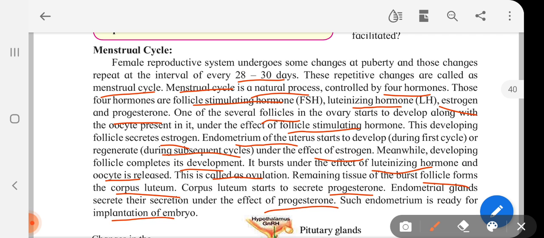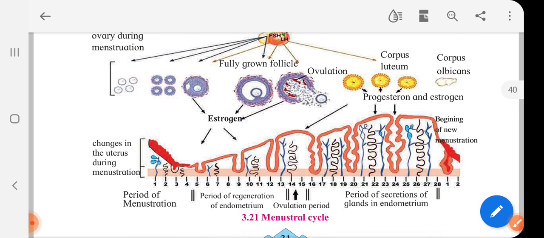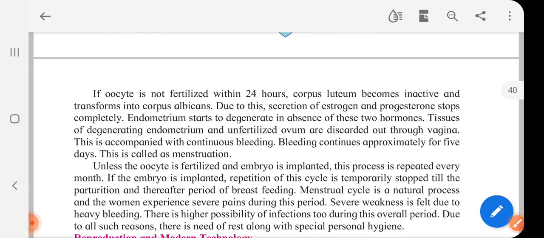Progesterone is the last hormone to be secreted in the female reproductive system, and under its effect endometrial glands secrete their secretion. Such an endometrium is ready for implantation of the embryo, meaning holding the embryo in the uterus. Okay, so this is the menstrual cycle.